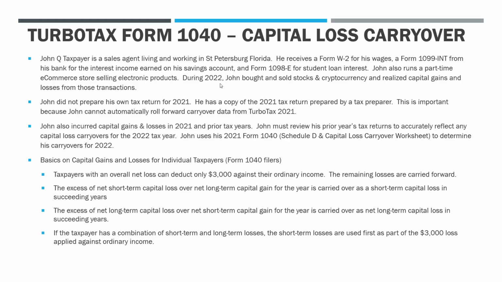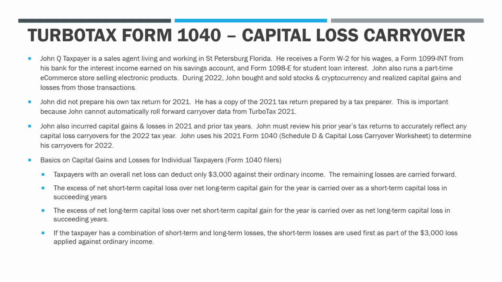Taxpayer here. He's a sales agent, lives and works full-time in Florida, and that's his full-time job. And then during the 2022 tax year, he bought and sold some stocks, some crypto. So we went ahead and filled out all the 8949 and Schedule D, but now he's missing the capital loss carryover piece, right? Part of the reason is John did not prepare his own return in 2021. He has a copy of the 2021 tax return that a paid preparer did, but he did not do his own return in the prior year.